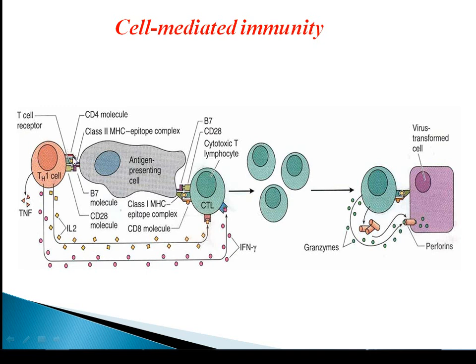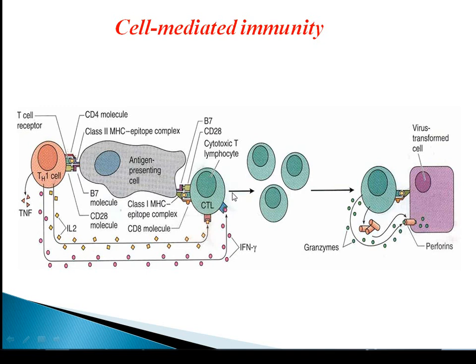And T helper 1, via its T cell receptor, recognizes the epitope. Then its CD4 molecule binds to the MHC second molecule. It is the first step. Second signal: the B7 molecule on the surface of the APC binds to the CD28 molecule on the surface of the T helper cell, so that cell is activated. The T helper cell produces tumor necrosis factor, interleukin-2, and gamma interferon. They activate the cytotoxic T lymphocyte.